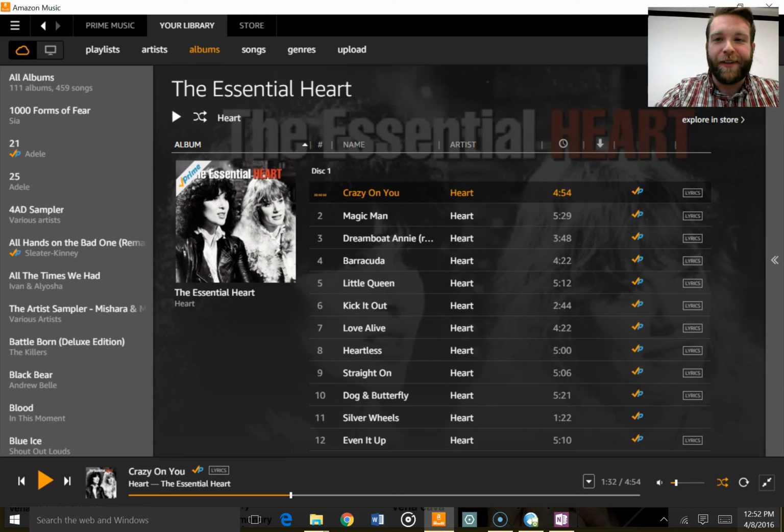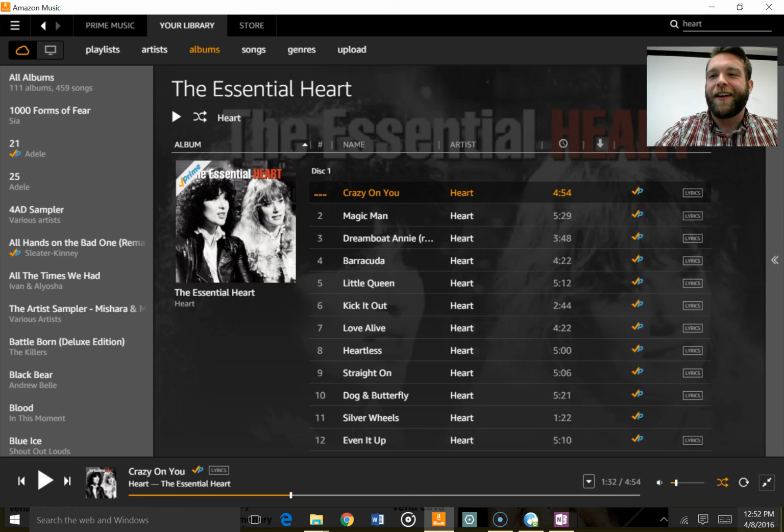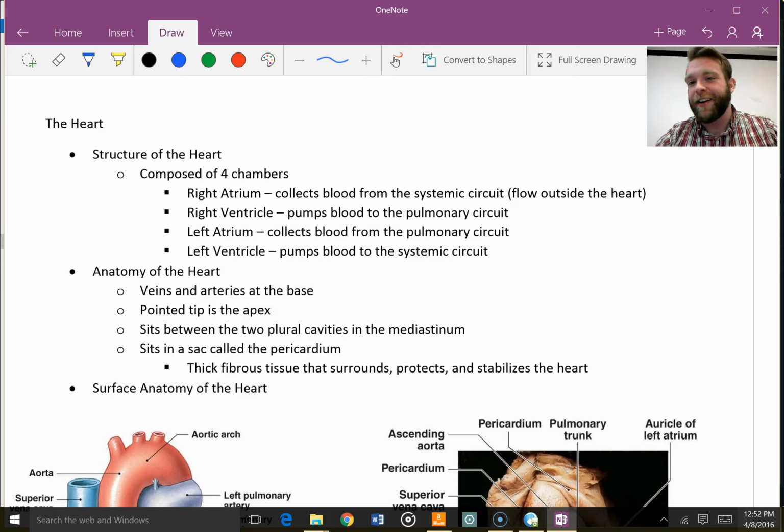All right, ladies and gents, so we're going to start talking about the heart, and just the irony was listening to Heart. So you kids that don't know Heart, you need to get educated.